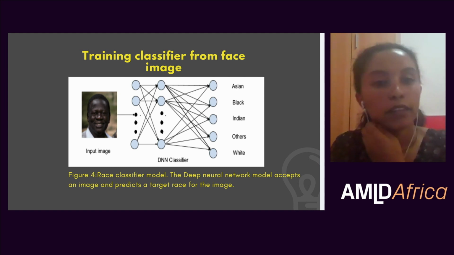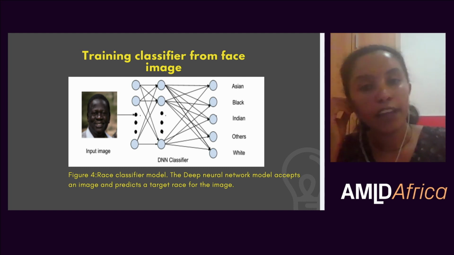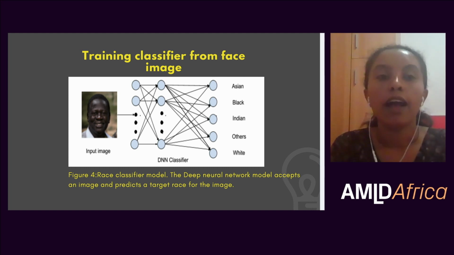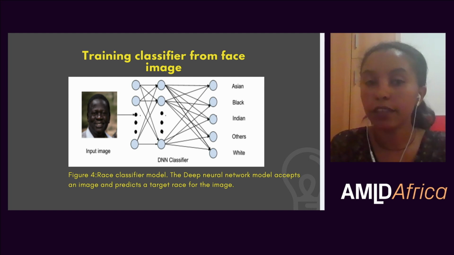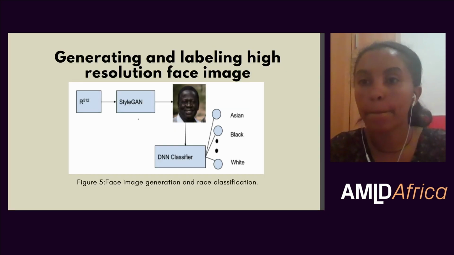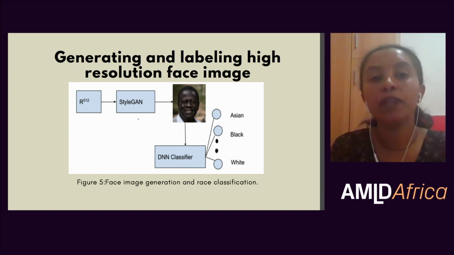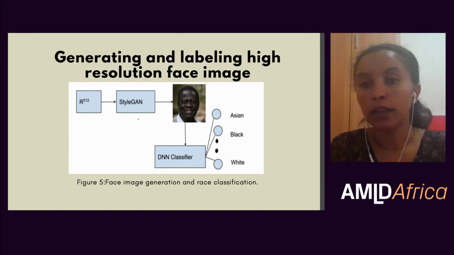The second step was generating and labeling high-resolution face images. As shown in the figure, first a random vector from a 512-dimensional normal distribution is generated and fed to the StyleGAN model to generate the face image. The generated image is then passed through the race classifier model to get the race label of the generated image.